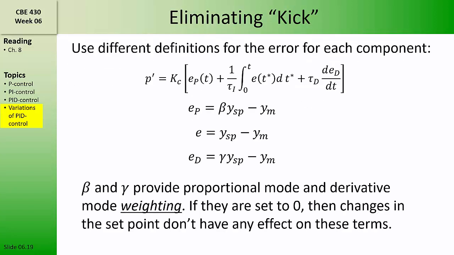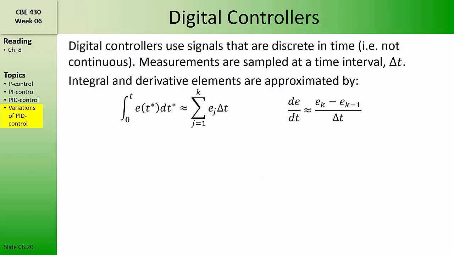Up to this point in Chapter 8, we've considered what we would call analog controllers, assuming that all of the signals are continuous in time and that they can take on continuous ranges of values. But in fact, many controllers used commercially are not analog controllers, but are digital controllers. And digital controllers use signals that are discrete in time. That is, they're not continuous. They're measured at discrete time points. And the measurements are sampled at an interval we call delta t.